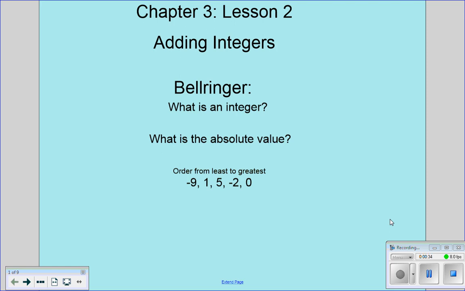So like if I say, what's the absolute value of negative 6? What would you say? 6. What's the absolute value of 9? 9. Just 9. Remember, every answer to absolute value is always positive. Remember that? Just how many spaces.